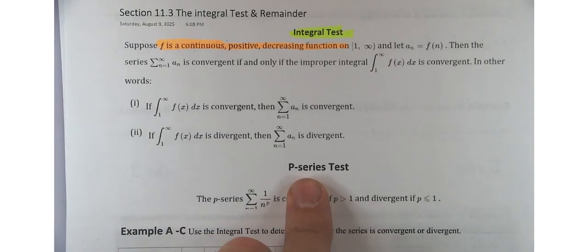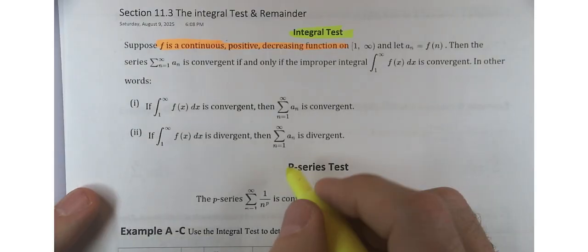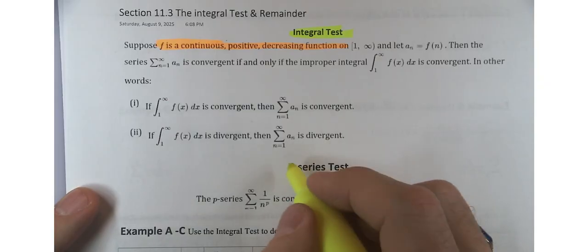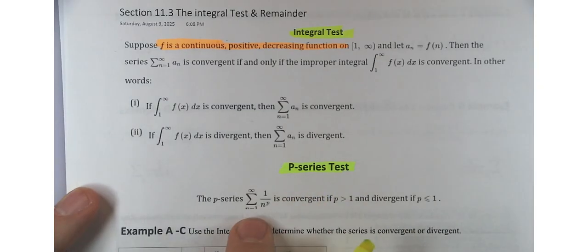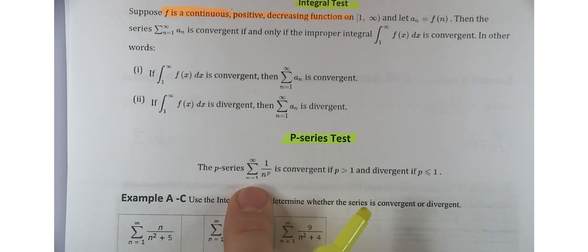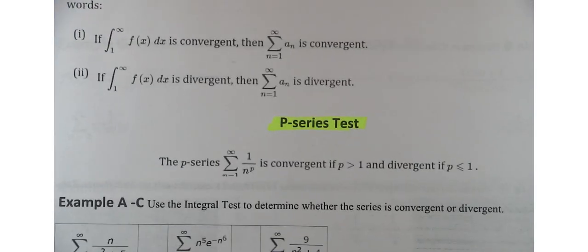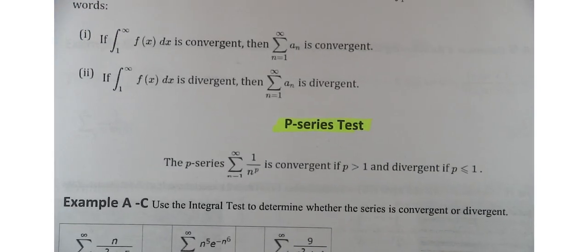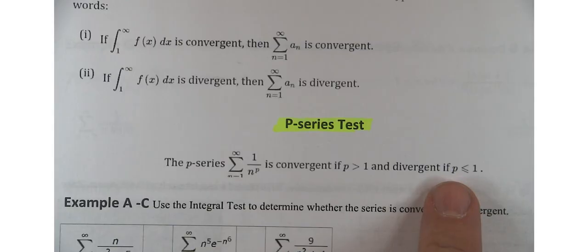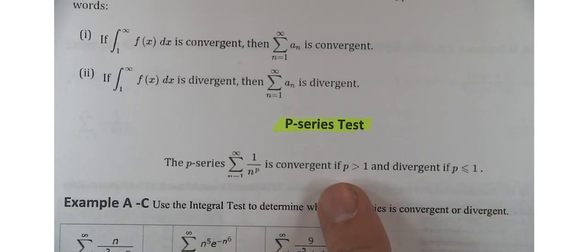The other one that we're going to get, and to me it almost feels like an offshoot of the integral test, but we are going to list it separately, is the p-series test. So a p-series is something like this. If you have the sum of 1 over n to some power p, then the p-series converges as long as p is greater than 1. It diverges if p is less than or equal to 1.